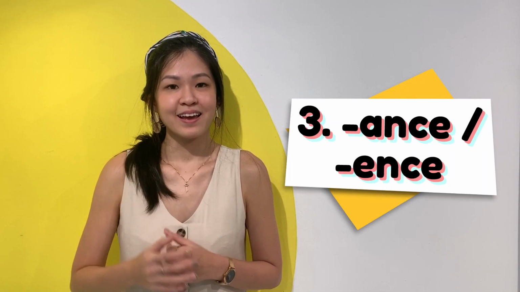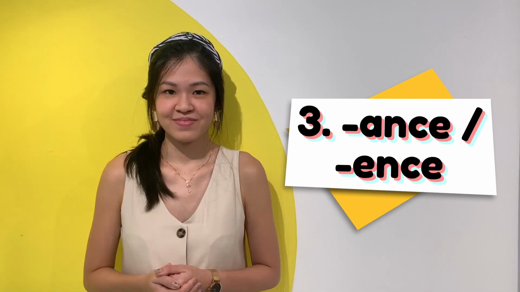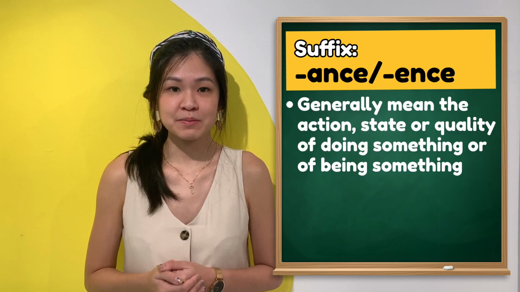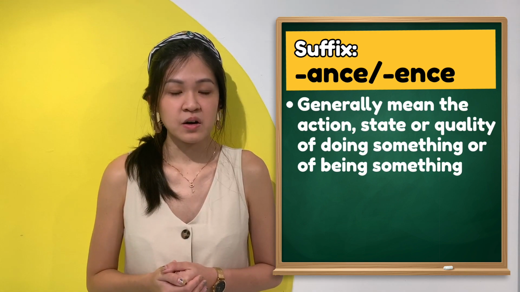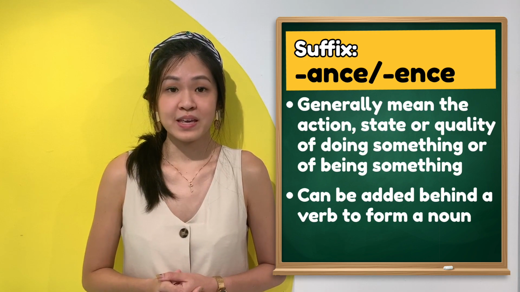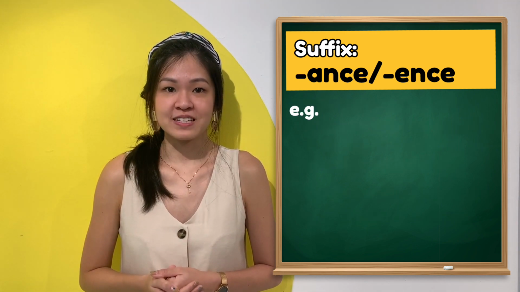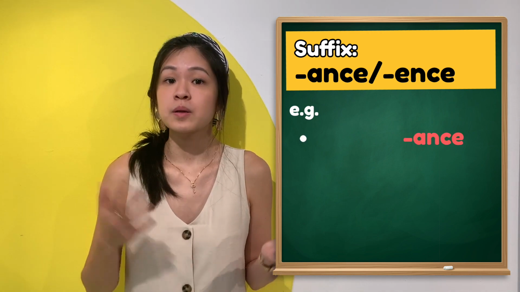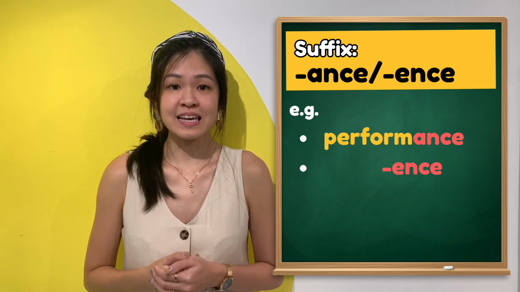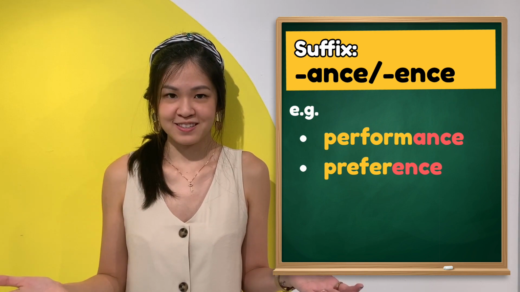Number 3. ANCE or ENCE, ance or ence. The suffixes ance and ence generally mean the action, state, or quality of doing something or of being something. We can add it behind a verb to form a noun. For example, adding the suffix ance to the word perform forms the noun performance. Adding the suffix ence to the word prefer forms the noun preference.